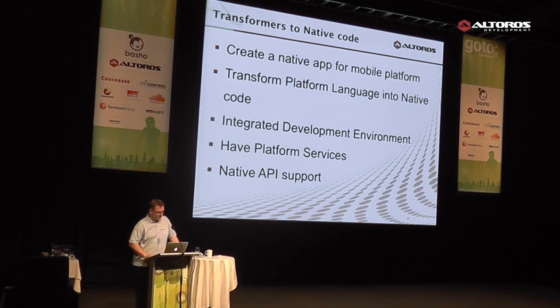Another one, the new one, is transformers to native code. It's not the transformers you know from a movie. It's some kind of tool that creates a native app for a mobile platform. It transforms platform language into native code. Let's say you have JavaScript, and instead of creating a window with CSS and HTML, they talk with a transformer which creates a native object on the native SDK platform. Basically, if you say you want a button, this is a native button. It's not a CSS or HTML button.